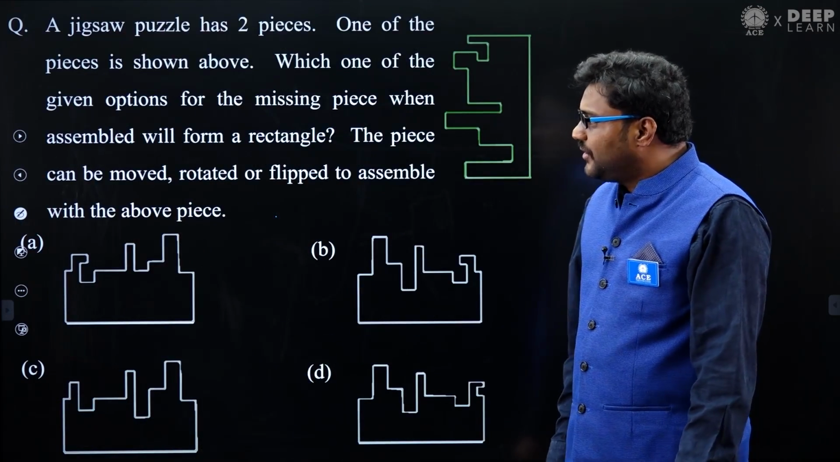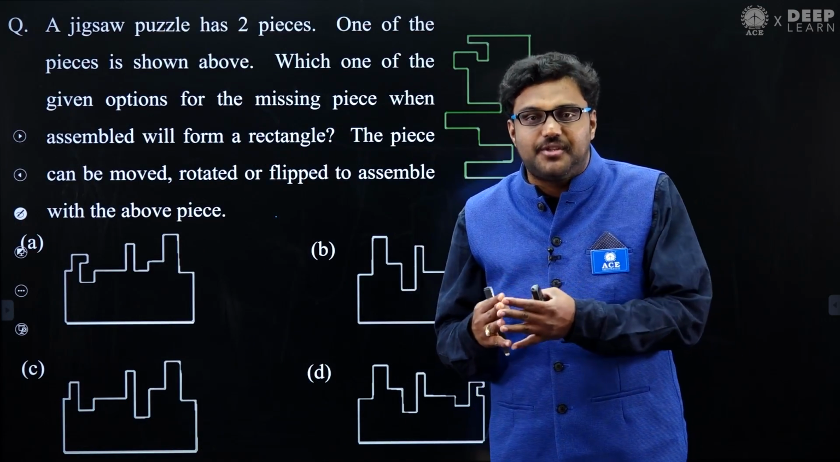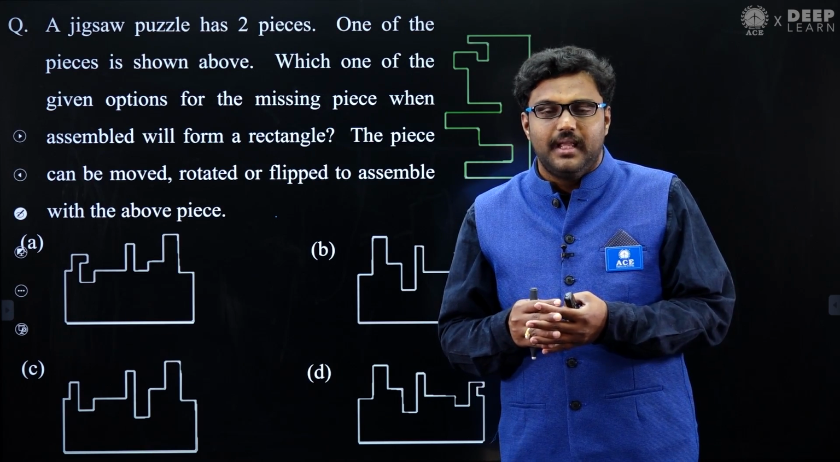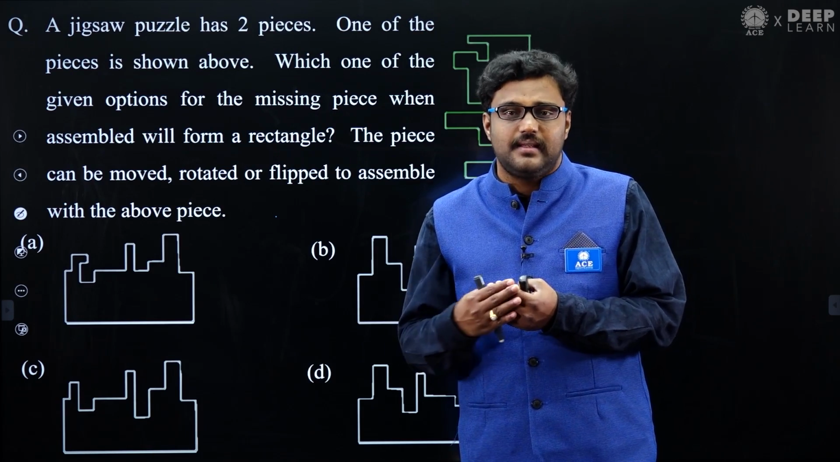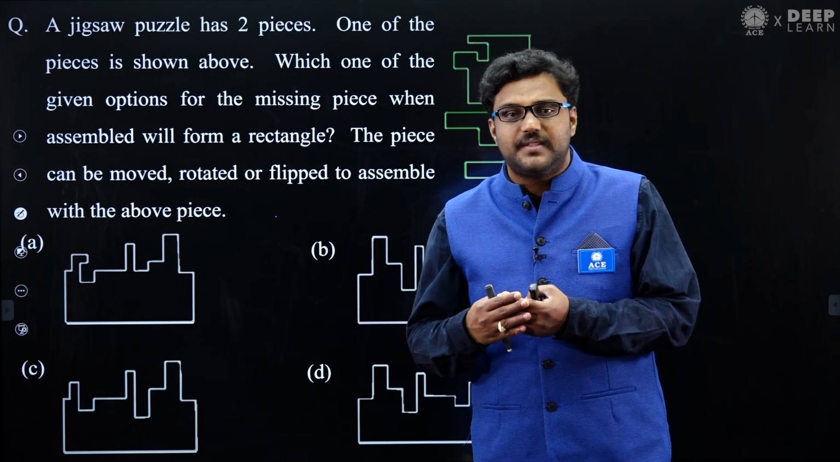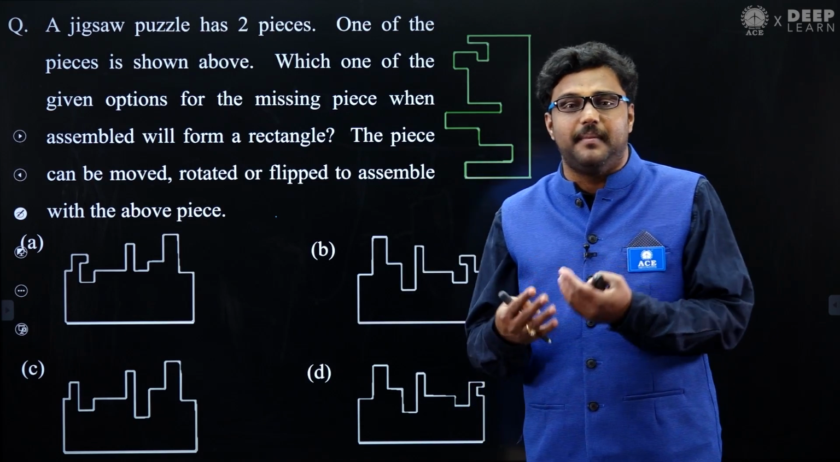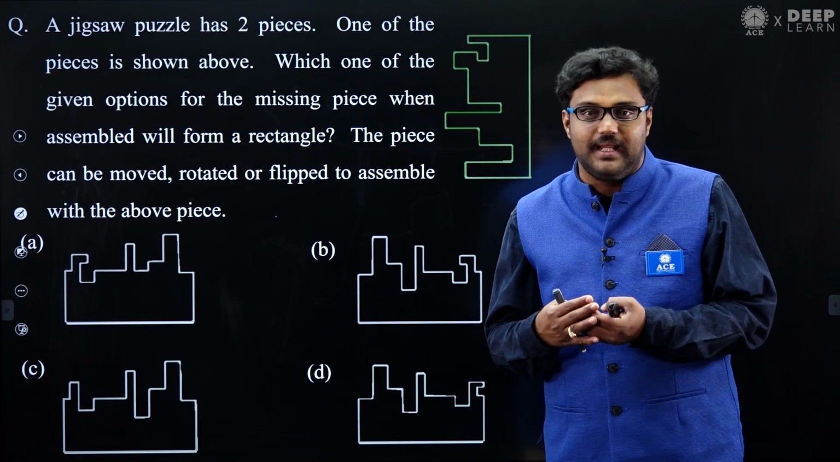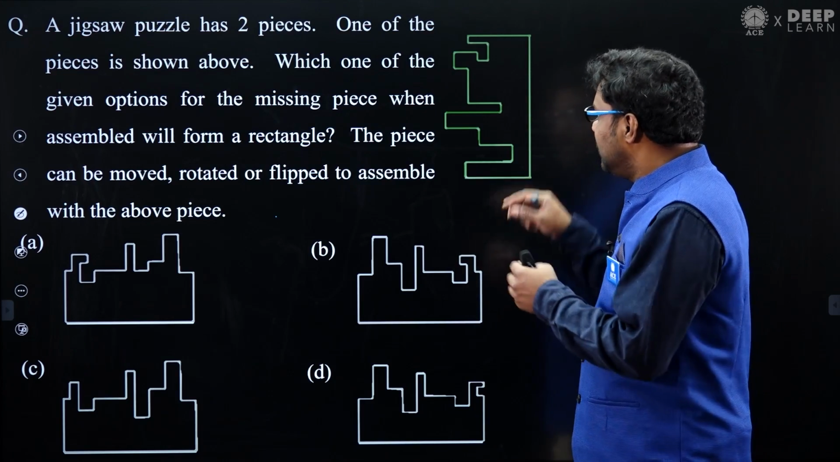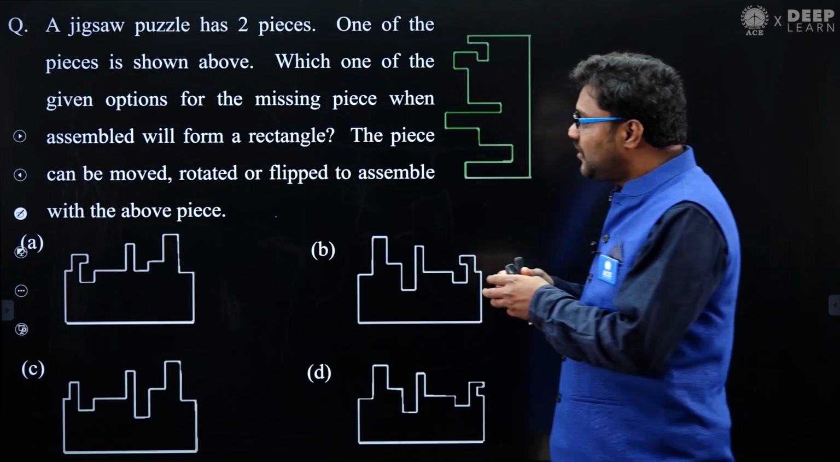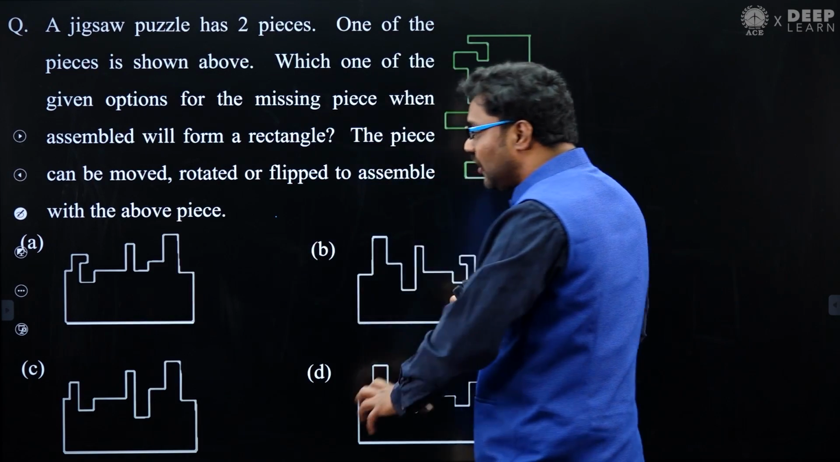Now see this next question, my dear friends. Spatial aptitude. If you go through our live classes or deep learn, in spatial aptitude we are given figure formation or figure assembling. This is one diagram given. Which one should you assemble among these options?